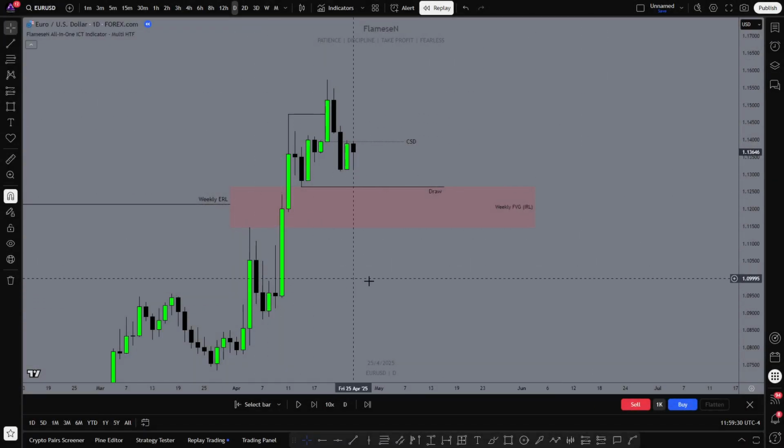Now, looking at the daily time frame, you can see that we pretty much have the same market context. ERL was taken, and now we can expect price to have a retracement profile lower so that we can rebalance and fill internal range liquidity and take out this daily swing low.